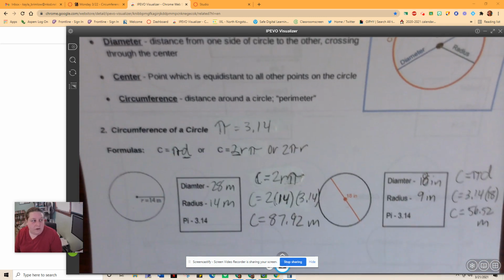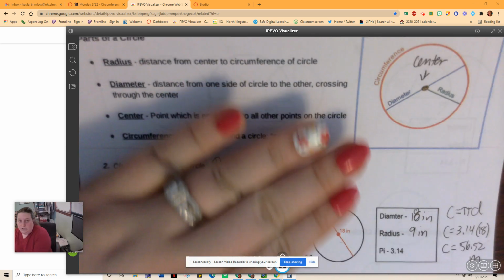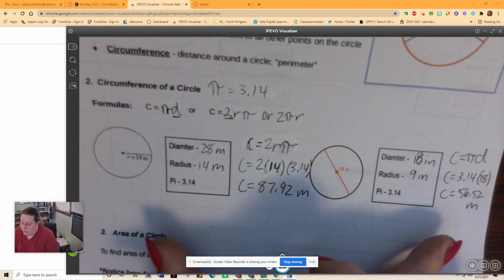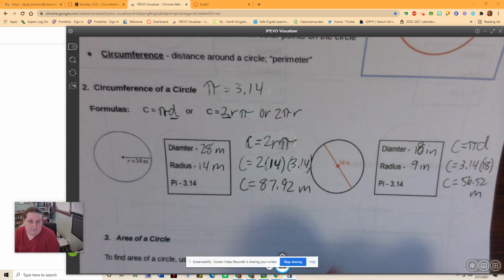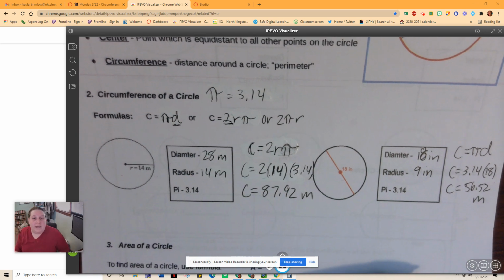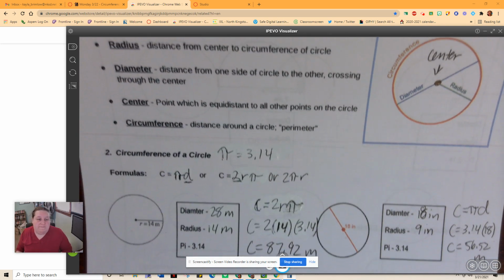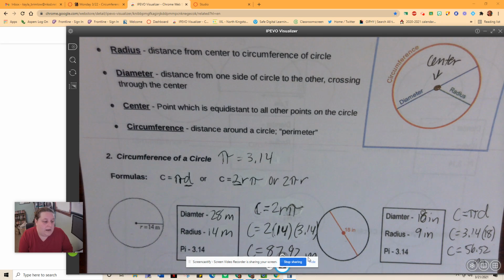So once again, in today's lesson, we reviewed the parts of a circle, and we also learned how to calculate the circumference of a circle. So take a look at Canvas for your practice options. If you have any questions, let me know.